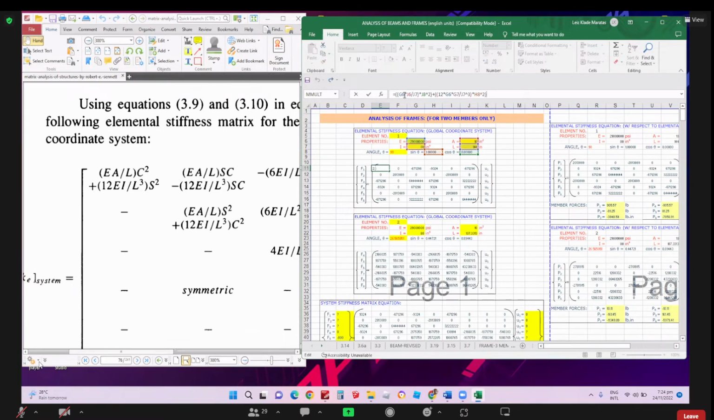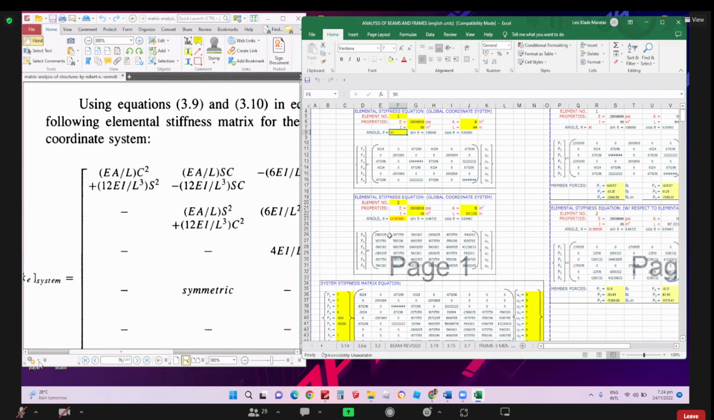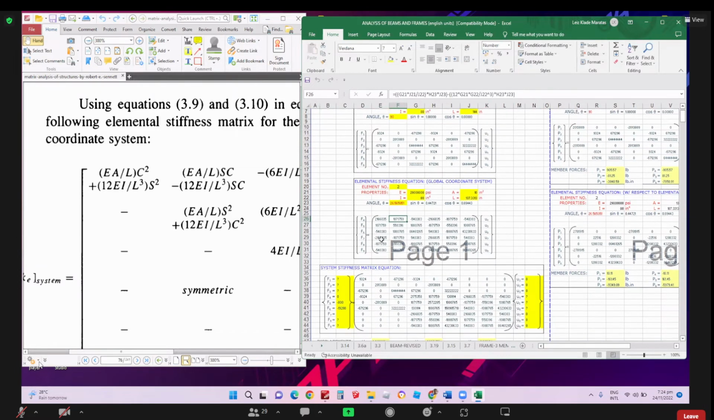This is the area, the modulus of elasticity, area over L. This is the length, times c squared, the cosine squared, and the sine and cosine of the angle theta. So I just input all of these. Okay, so this one is for member 2.